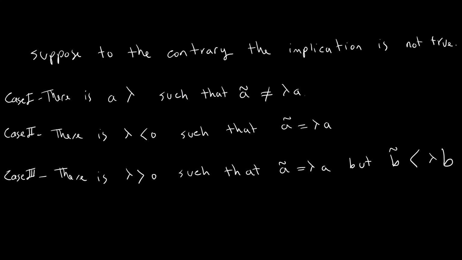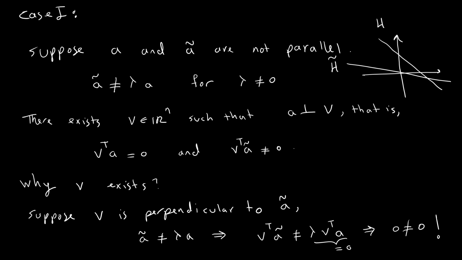Okay, I said that suppose to the contrary, the implication is not true. That means there is a lambda where we have this not equality, and then lambda is less than 0, and the last case would be the case where we have B tilde is less than these two. So for the next slide, we are going to examine the first case.